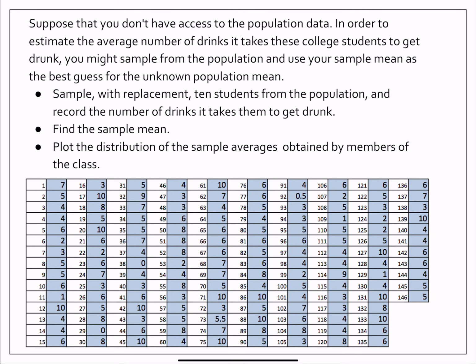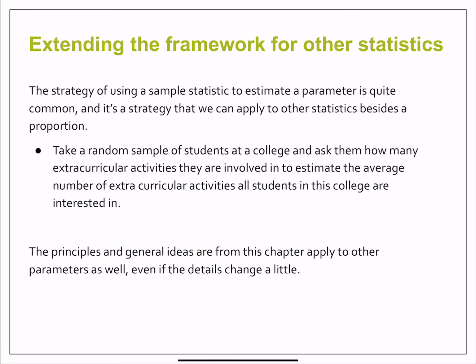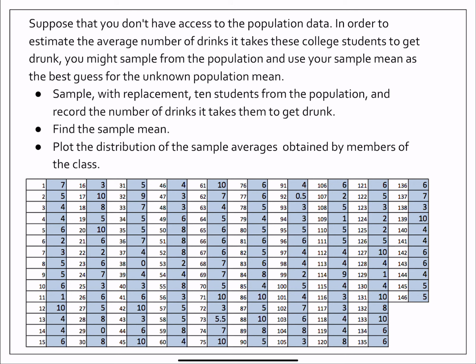So I'm sorry, this is a different example. I had to go back and change this. So this is the example I want to do. In this example, what we're doing is asking college students to estimate the average number of drinks it takes for them to get drunk. That's what we're estimating in this example, not the extracurricular activities. I need to change the last slide.